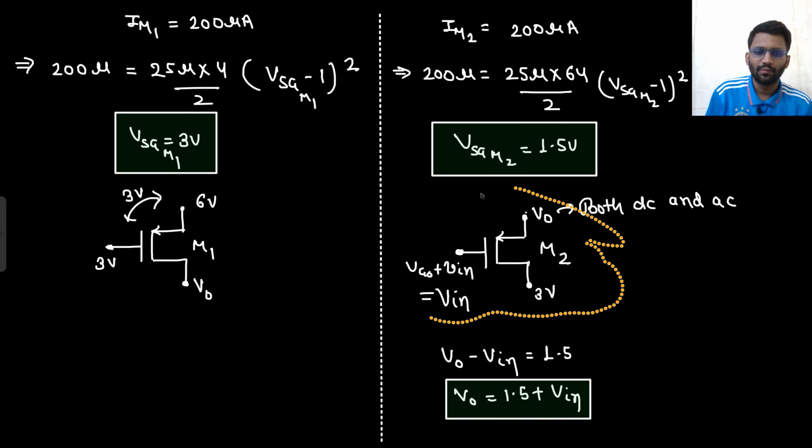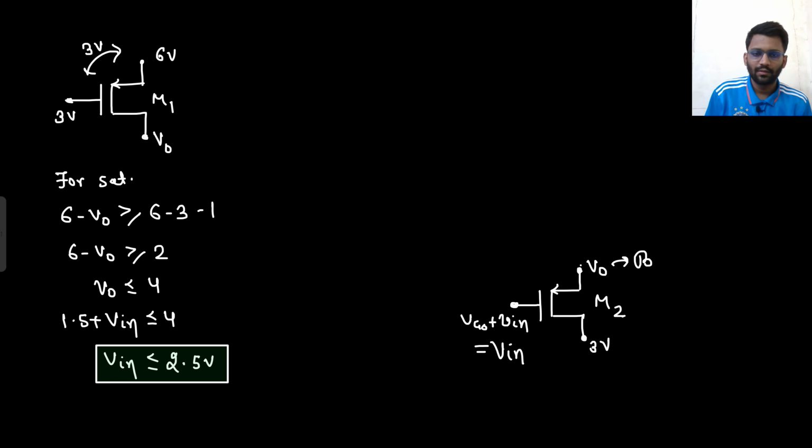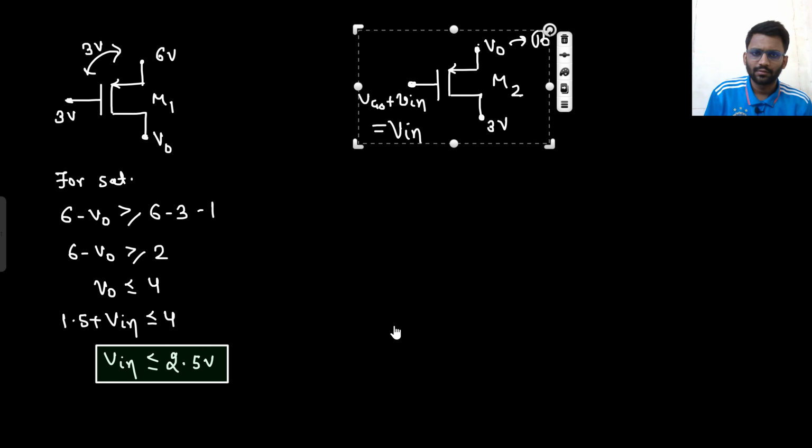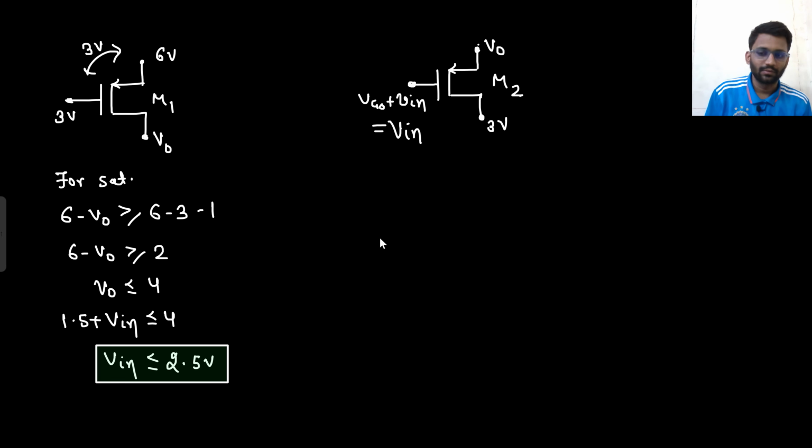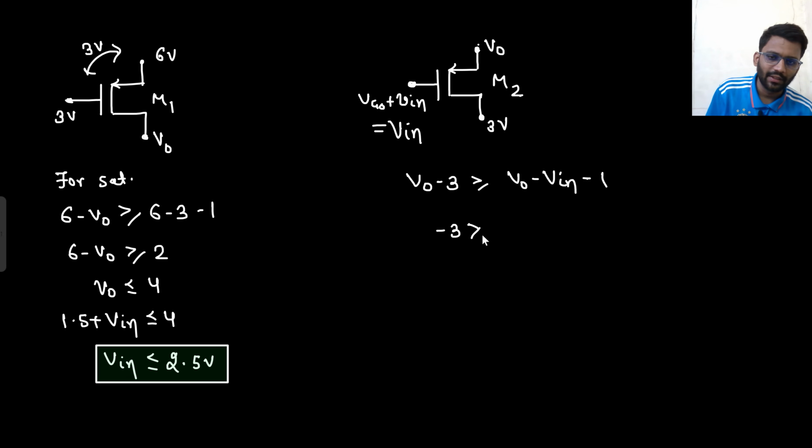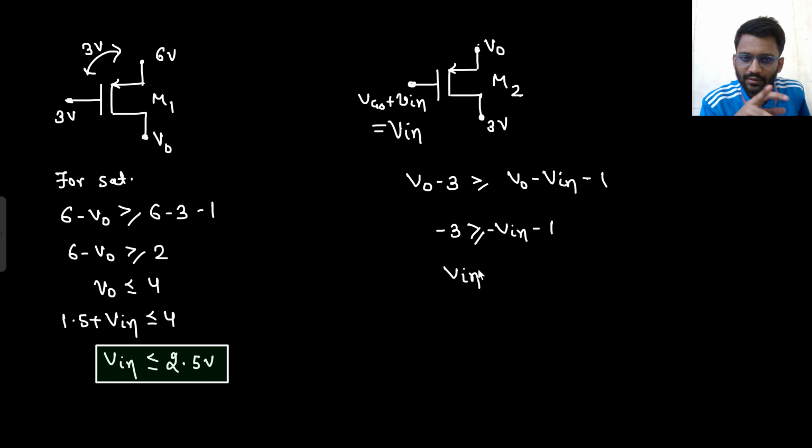Let's pick M2 now. So for M2, VSD should be greater than or equal to VSG minus VT. VT is 1. V naught minus 3 should be greater than or equal to V in plus 1 minus V in minus 1. So V in should be greater than 2. Right? VSD should be greater than this. So V in plus 1 should be equal. Yeah. V in should be greater than or equal to 2.